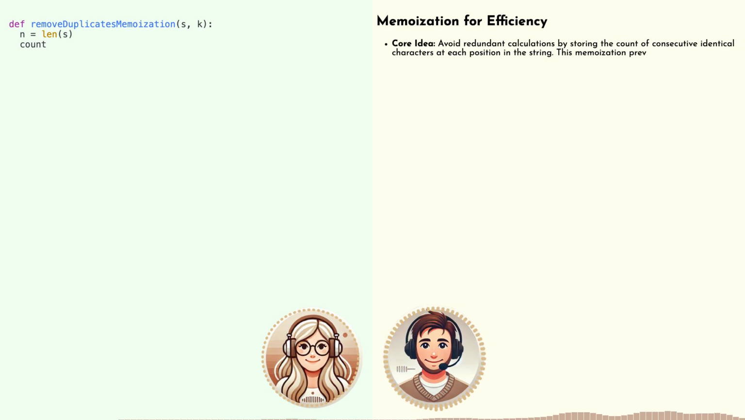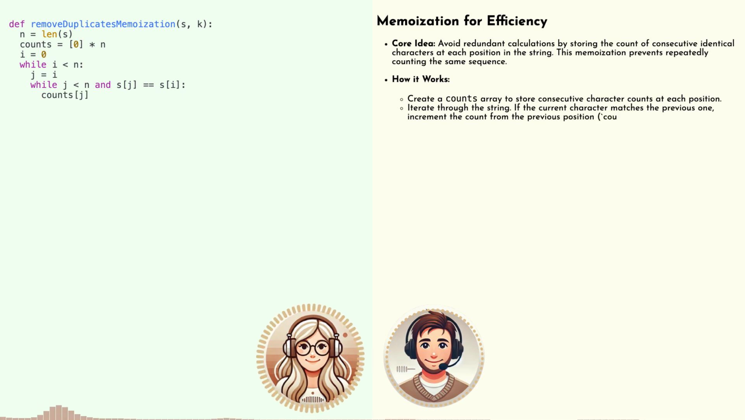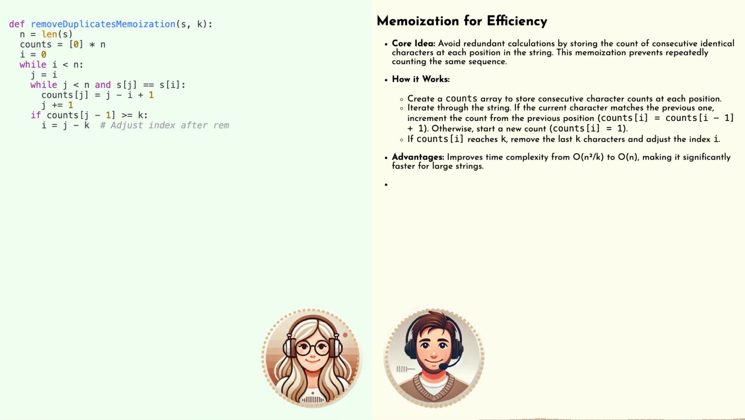Oh, good. So how can we improve upon this brute force method? What's the first step towards a more efficient solution? Any hints you can give our AI.Code.Cast listeners? Well, think about what's slowing us down in the brute force approach. We keep recalculating those counts of consecutive characters over and over again. Is there any way we can avoid doing that?